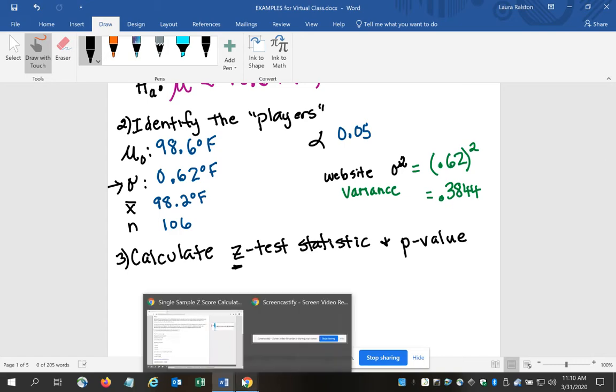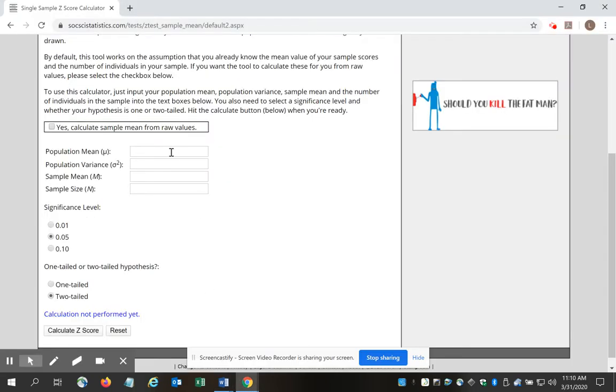So I'm going out to the website now, and we have to enter our information. Our population mean was 98.6 degrees Fahrenheit.